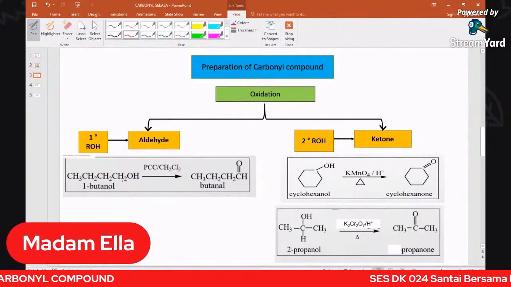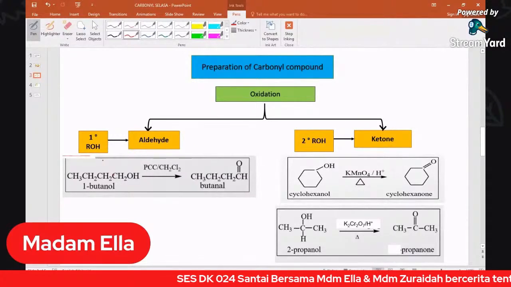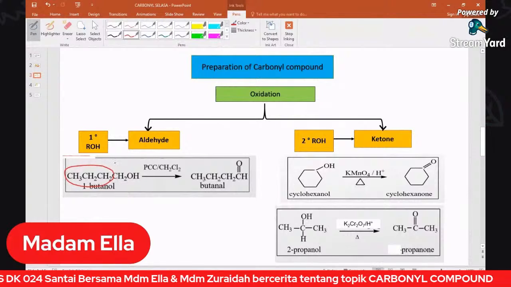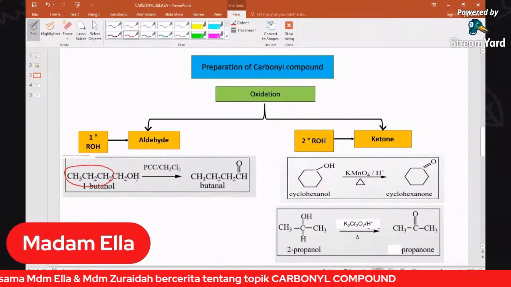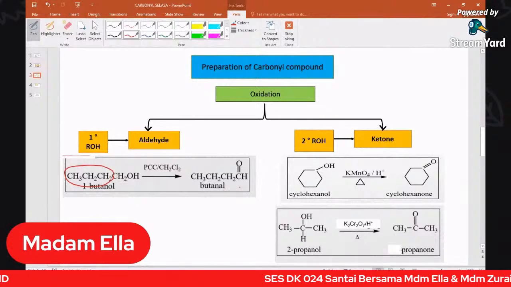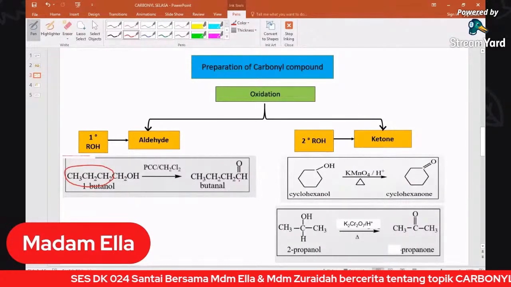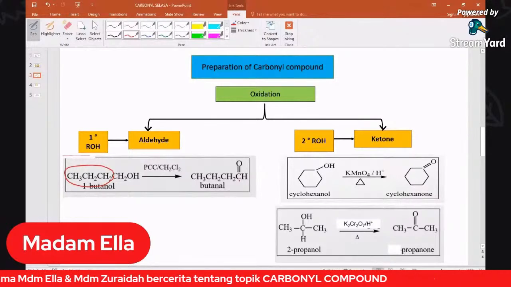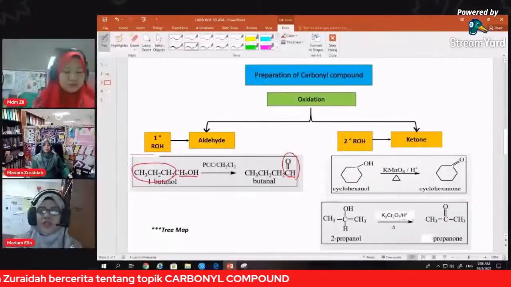1-butanol, because the carbon is attached to only one carbon out here. One carbon. Kita tengok kat sini ya. And then the C has H, that's one OH. So primary alcohol will react with PCC, that is pyridinium chlorochromate, in CH2Cl2 to form butanal. The CH2OH will change to C double bond O H. That will change to aldehyde.